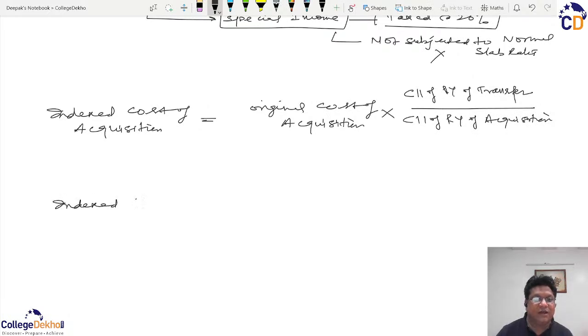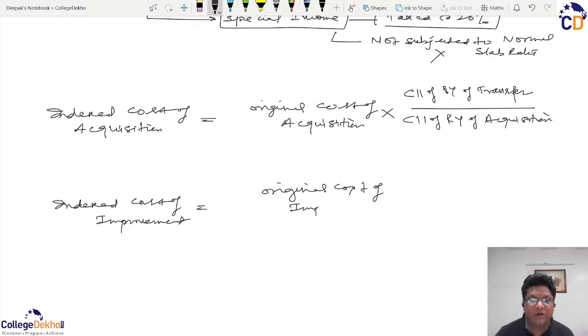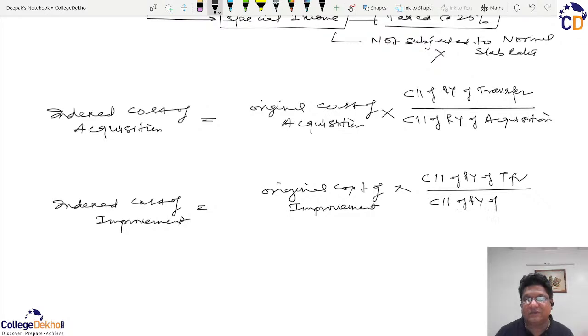And if we calculate the indexed cost of improvement, then it will be equal to the original cost of improvement multiplied by the CII of the previous year of transfer divided by the CII of the previous year of improvement.